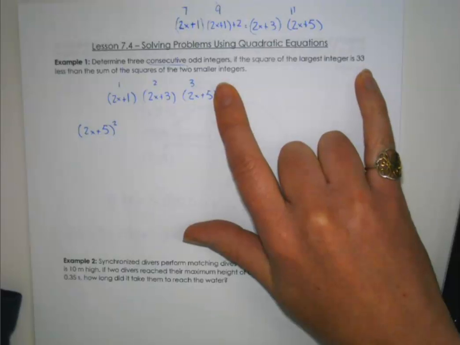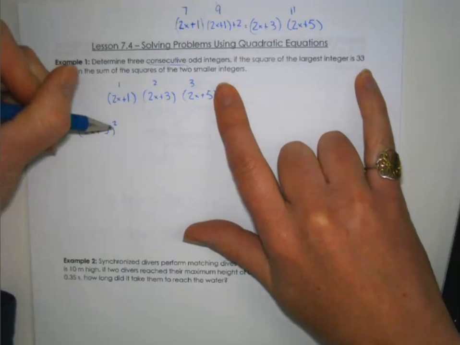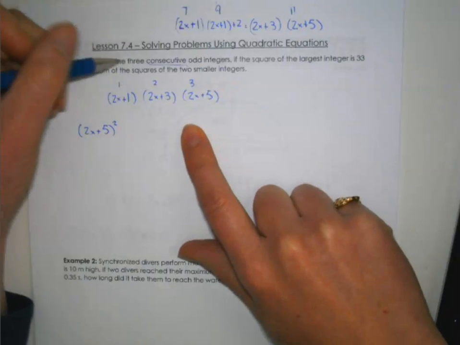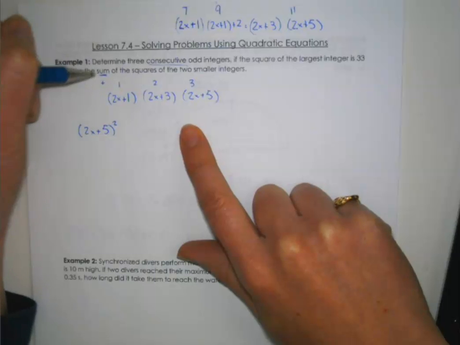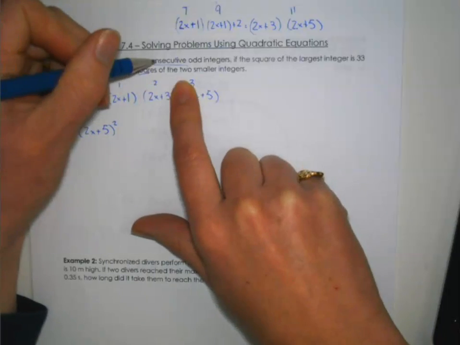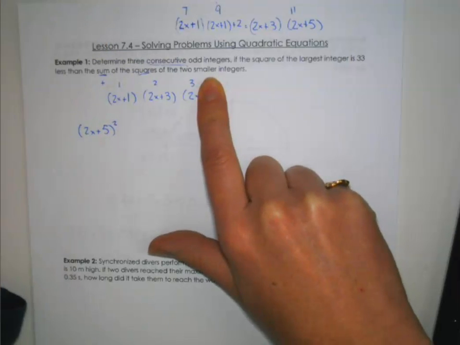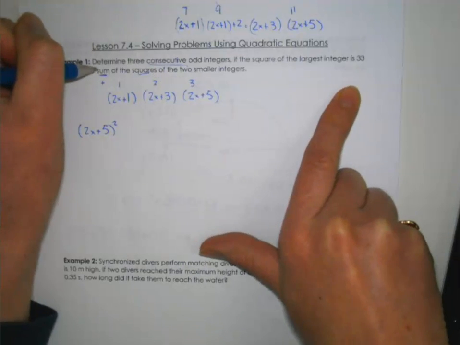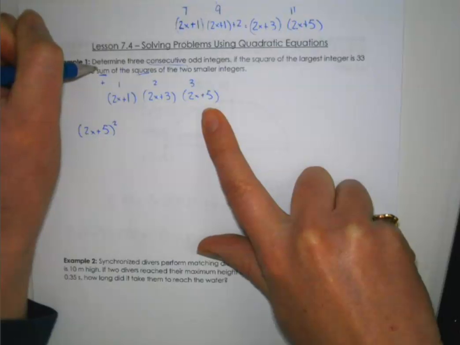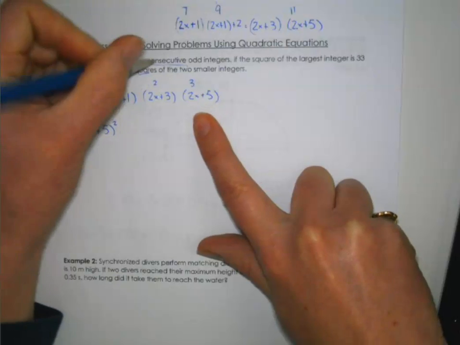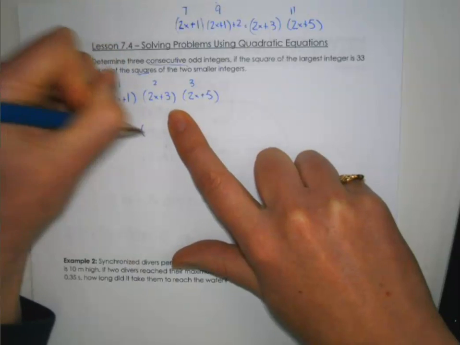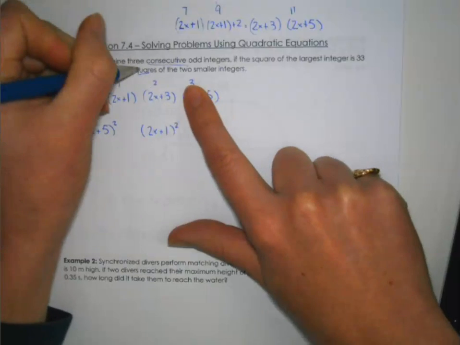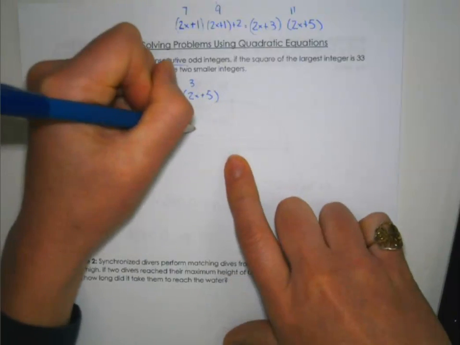Again, there are 2 ways you could do this. You could say the square of this, you would have to add 33 to it to be equal to the sum, which means the addition of the squares of the 2 smaller integers. Let's write that out. I'm going to start by writing this out, and then we can worry about the 33. The other component is the sum of the squares of the two smaller ones. So one smaller one is 2x plus 1, and it says the squares of them, and then we also have 2x plus 3.